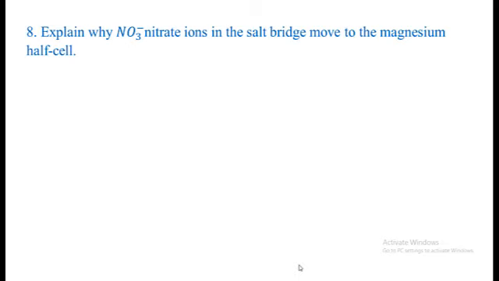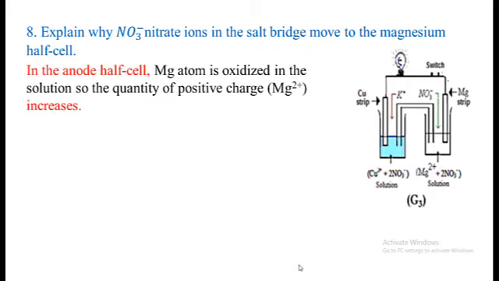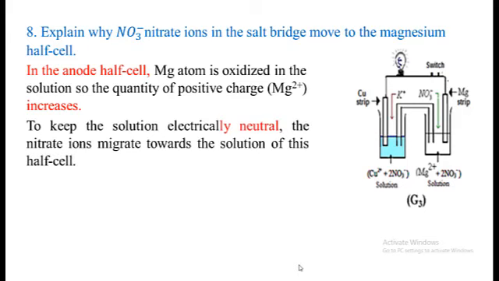Number 8, explain why NO3- nitrate ions in the salt bridge move to the magnesium half cell. In the anode half cell, Mg atom is oxidized in the solution, so the quantity of positive charges, Mg2+, increases. To keep the solution electrically neutral, the nitrate ions migrate towards the solution of this half cell.